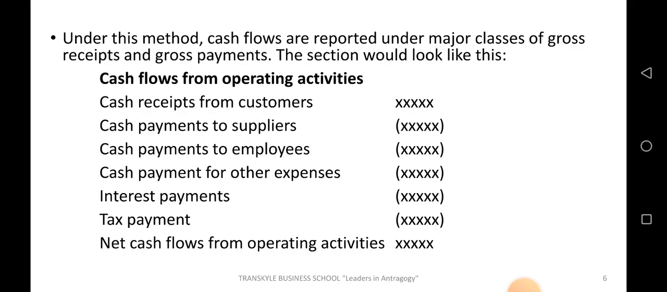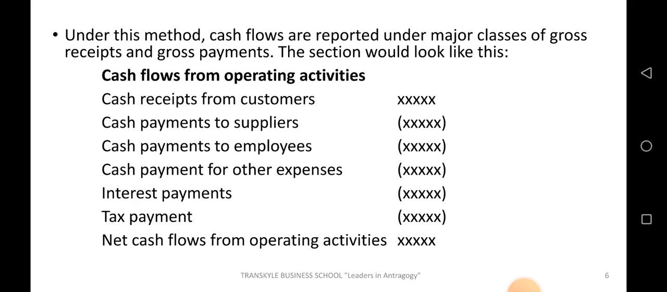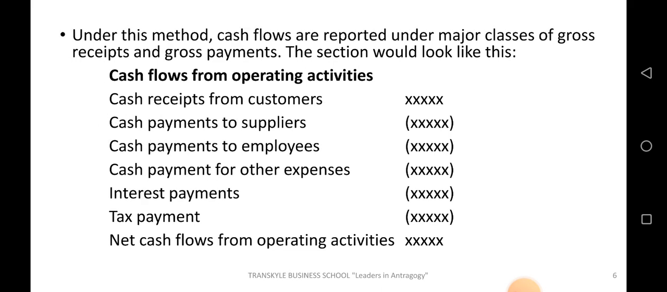If the examiner says that I want you to calculate or to present the first part of the cash flow statement, that is the cash flows from operating activities section, I want you to present it. So this is how you do your computations. These are the entries you have to put in that section, and then this is how you are going to calculate the section.